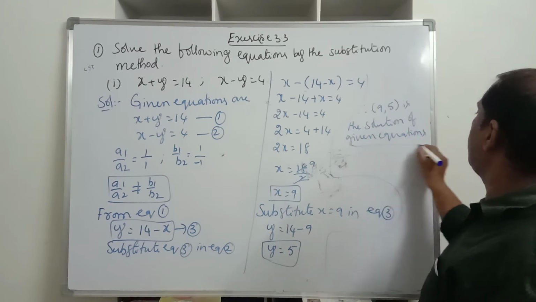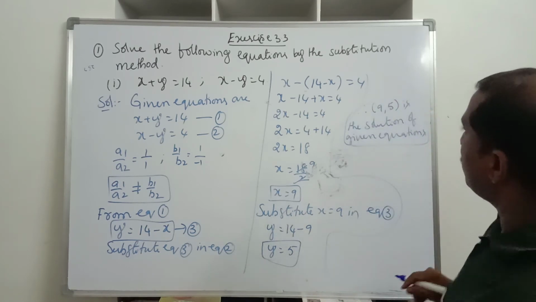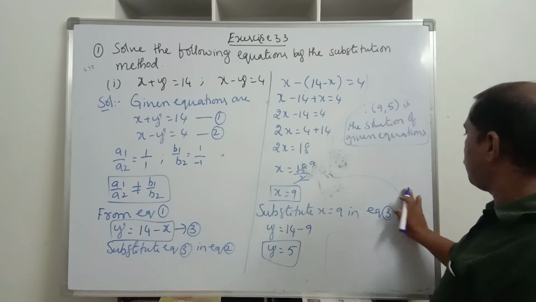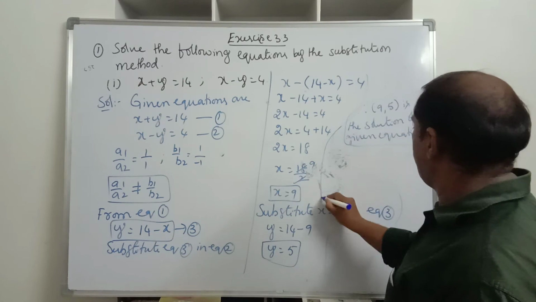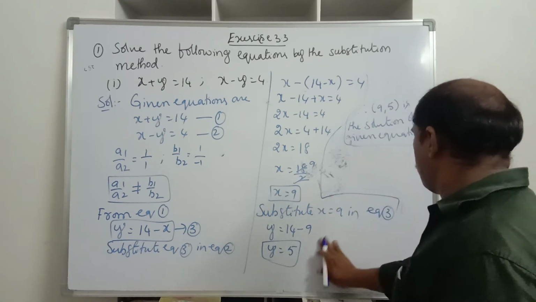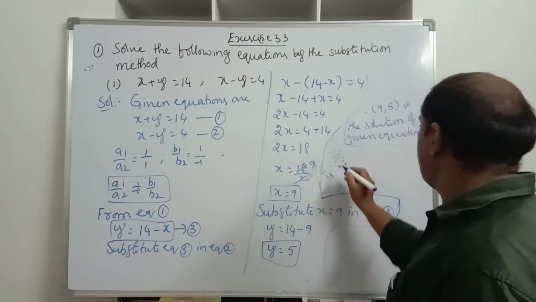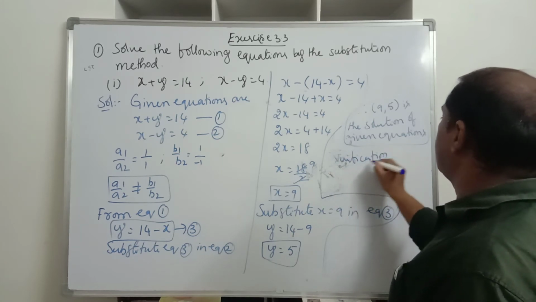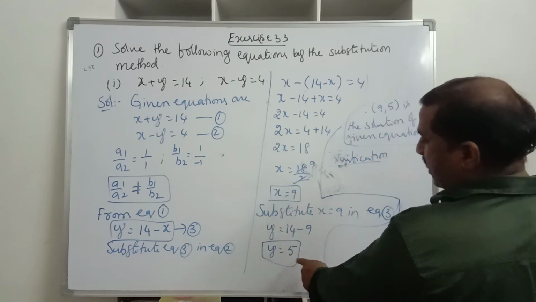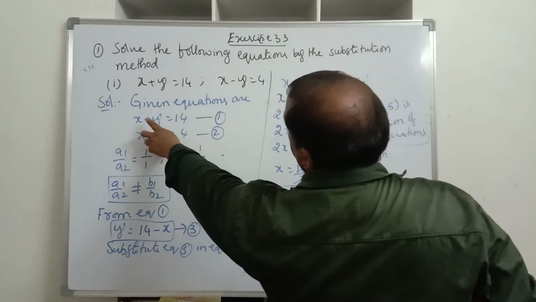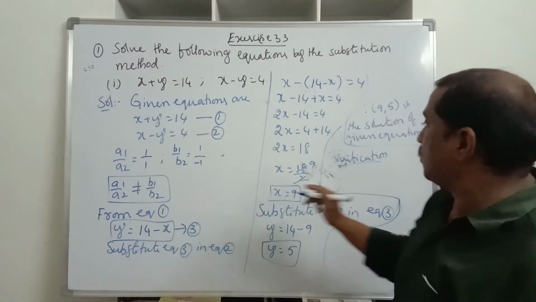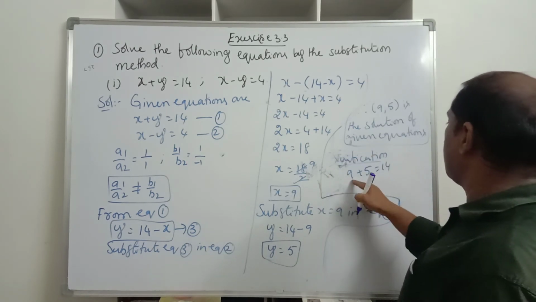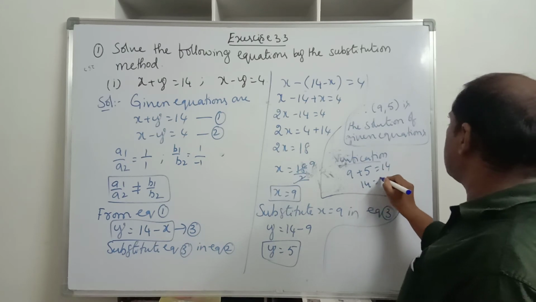Like this, we can find the solution. If you want, you can verify whether it is correct or not. See here, I am doing the verification roughly. So how do you verify this? Substitute x is equal to 9 and y is equal to 5 in equation 1. That is, x is 9 plus y is 5, which is equal to 14. 9 plus 5 is 14, that is equal to 14.